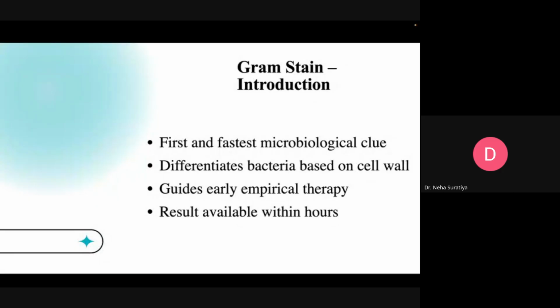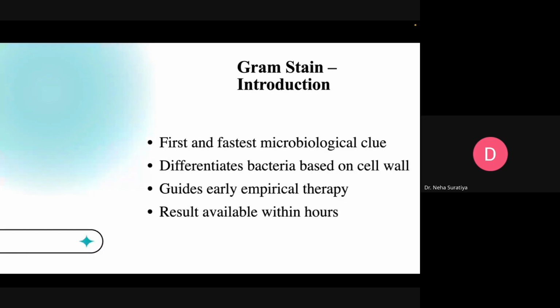Okay, so it does not tell us the exact organism. Of course, it is not telling us whether it is E. coli, whether it is Staphylococcus aureus, no, but it can give you an idea about this, differentiating the bacteria based on the cell wall. Okay, so it does not tell us the exact organism and antibiotic sensitivity, but this gram stain is telling us whether the bacteria is gram positive or negative, and it can give you an idea about the shape of the bacteria.